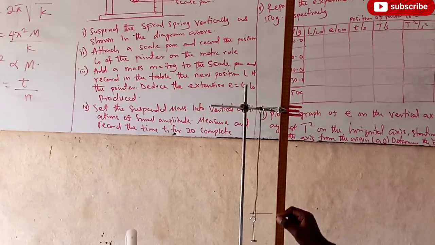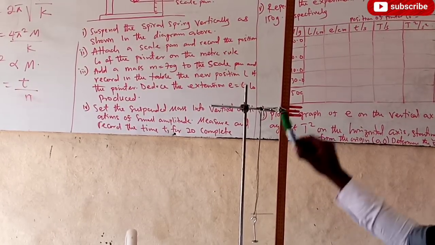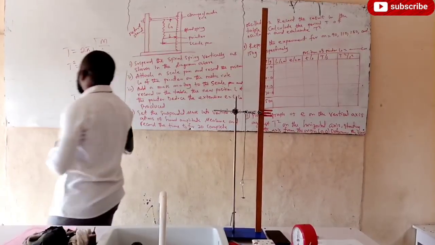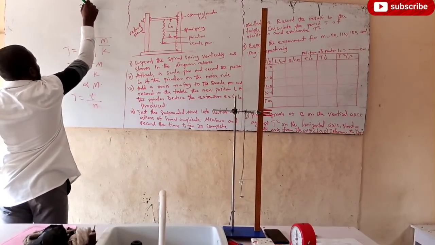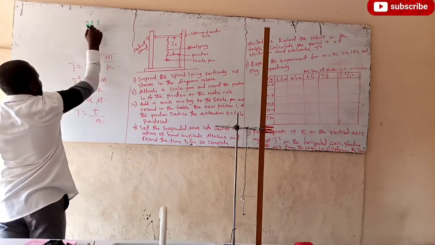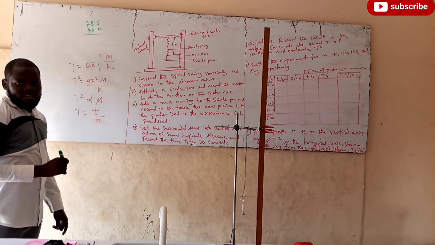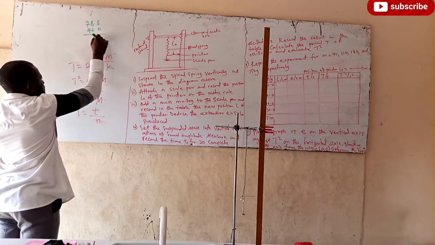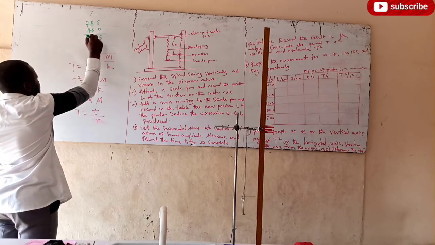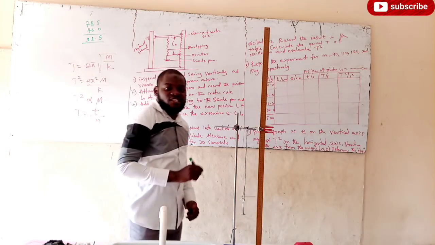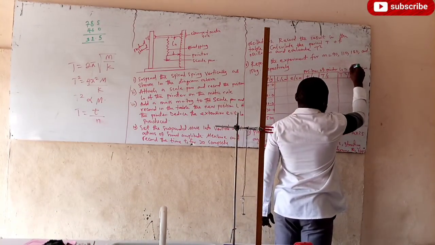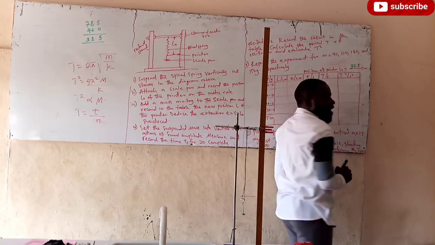Now that the pointer is pointing at 78.5, what will be the length of this spring? To get the length, what I will just do is 78.5 minus 46.0. Are you getting this now? So 5 minus 0 is 5, 8 minus 6 is 2, then 7 minus 4 is 3. So I'm having 32.5. That 32.5 is going to be the length of my spring.